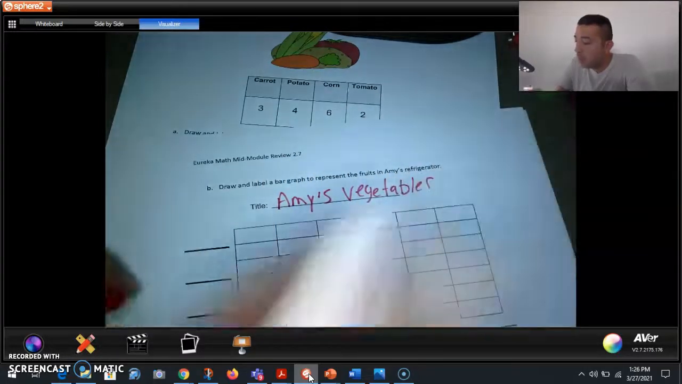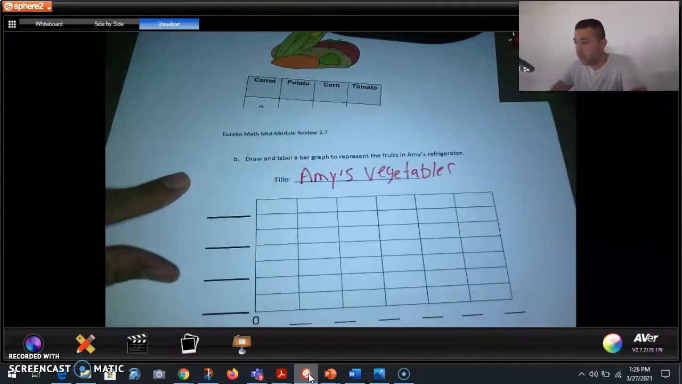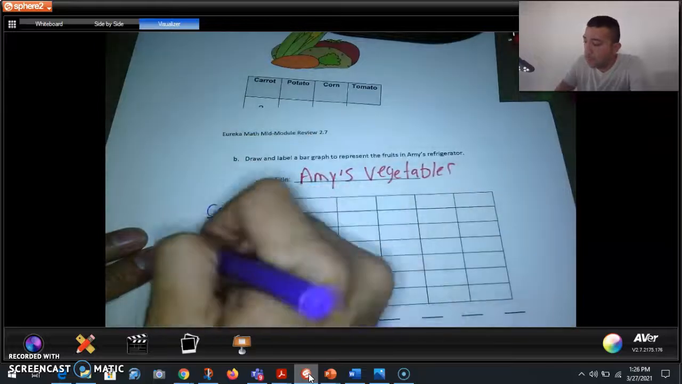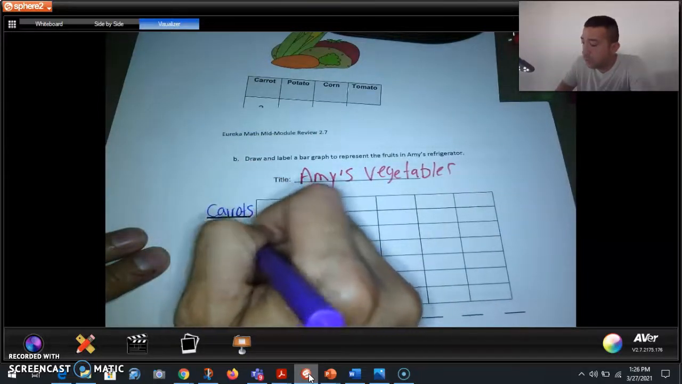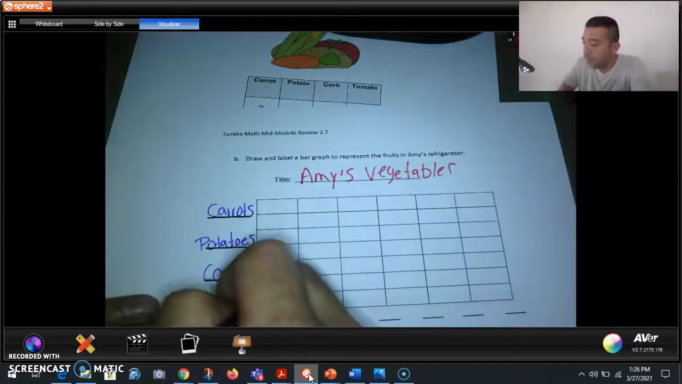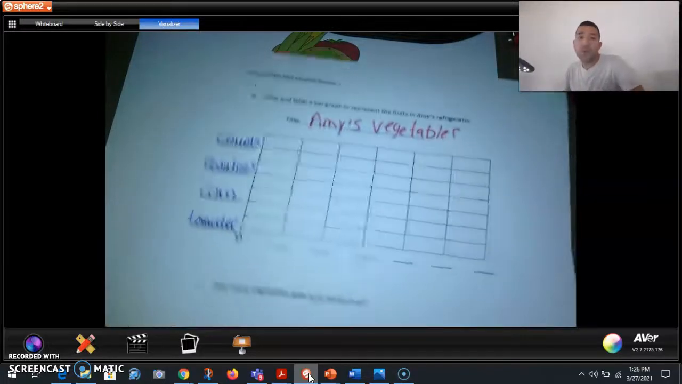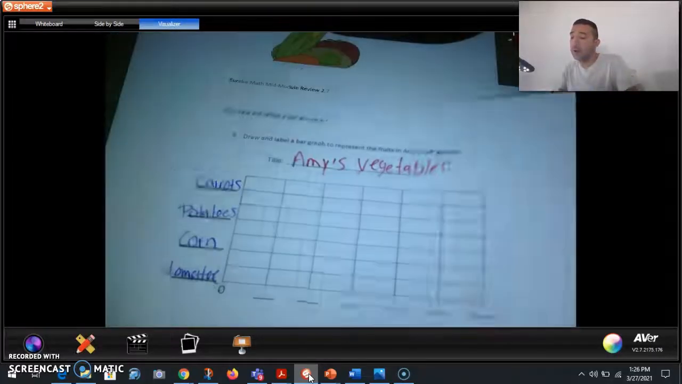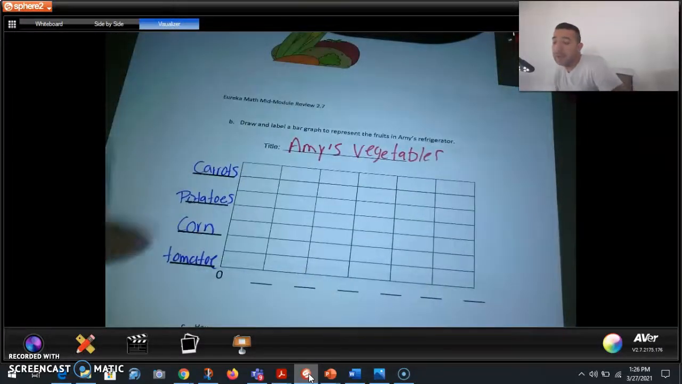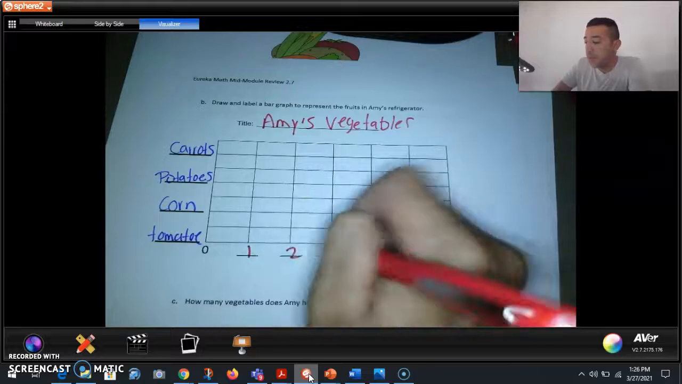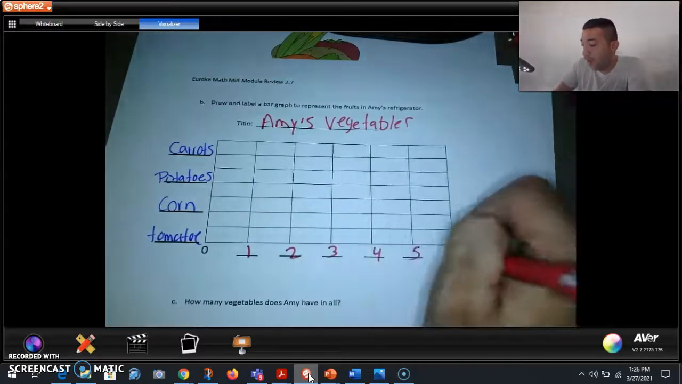What are those vegetables that they're talking about? They're talking about carrots. Let me write it down. Carrots, potatoes, corn, and tomato. Okay. Once we already have the title of our bar graph, and the vegetables they're talking about, we're gonna go ahead and label our number line. So 0, 1, 2, 3, 4, 5, 6.